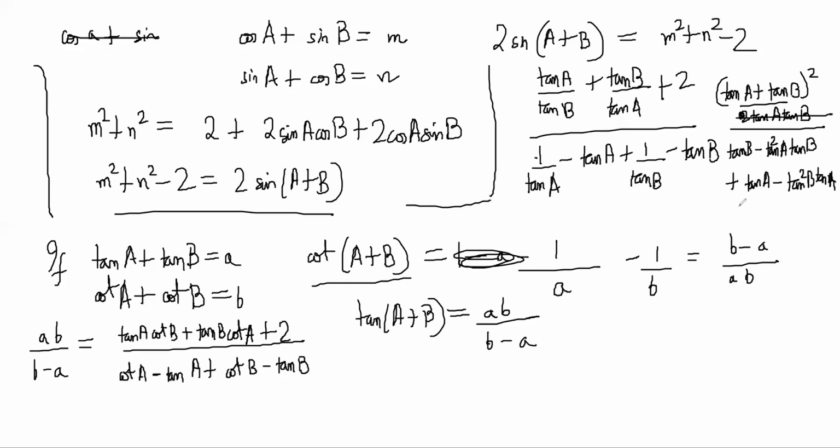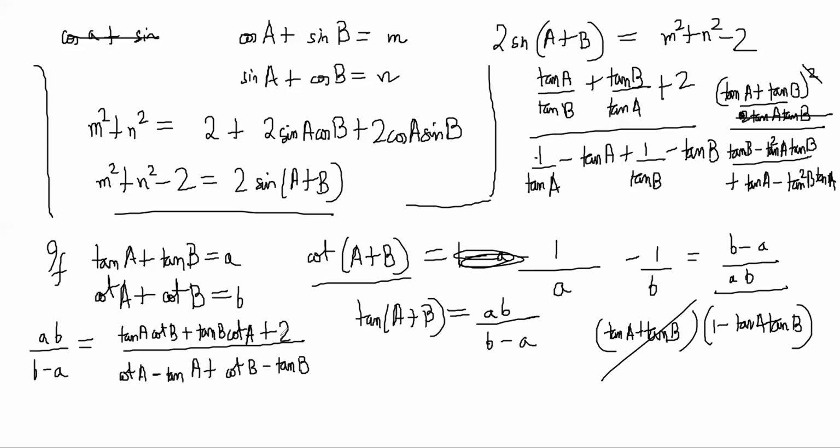So the denominators cancel out. And here I will say tan A plus tan B common, and minus tan A tan B. Tan A plus tan B in the denominator, if you take common, it becomes 1 minus tan A tan B. And one of the factors gets cancelled there. So it becomes tan of A plus B.